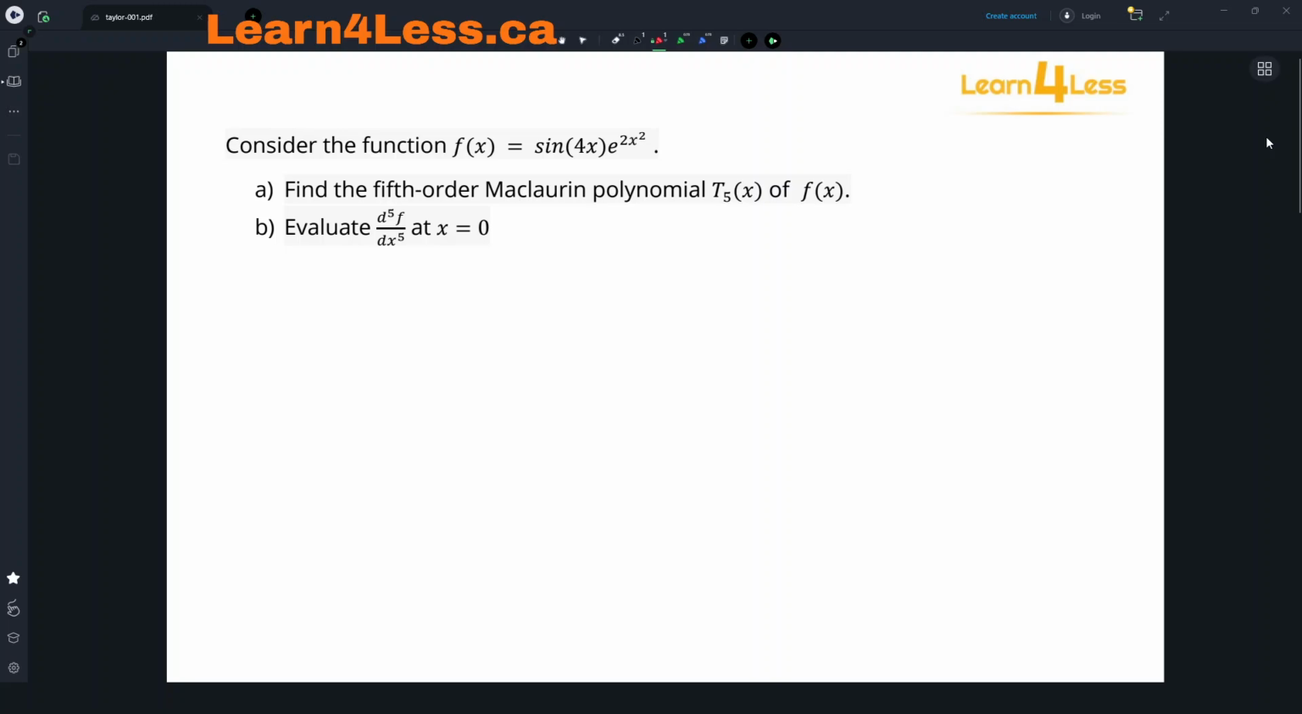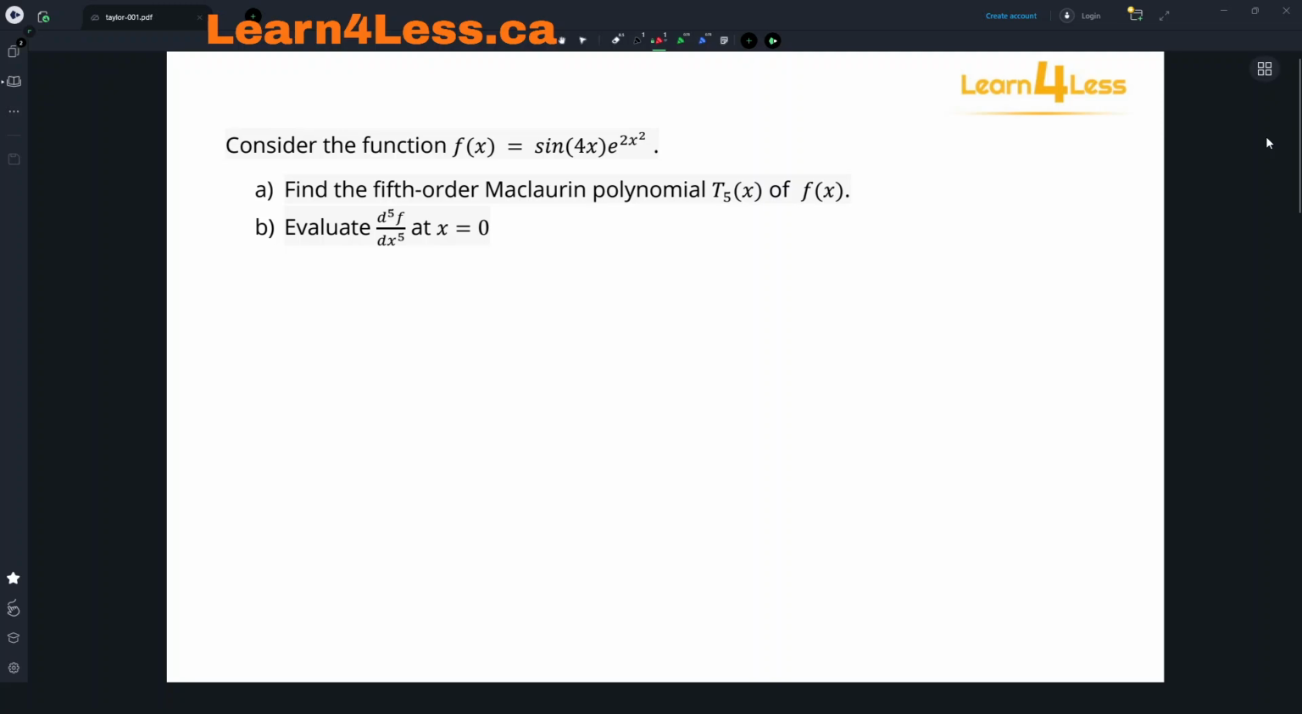Okay, in this question, we are asked to find the fifth order Maclaurin polynomial of this given function first, and then evaluate the fifth derivative of that function at x equal to 0. This is a notation for the fifth derivative. So first we want to find the fifth degree Maclaurin polynomial, or fifth order.